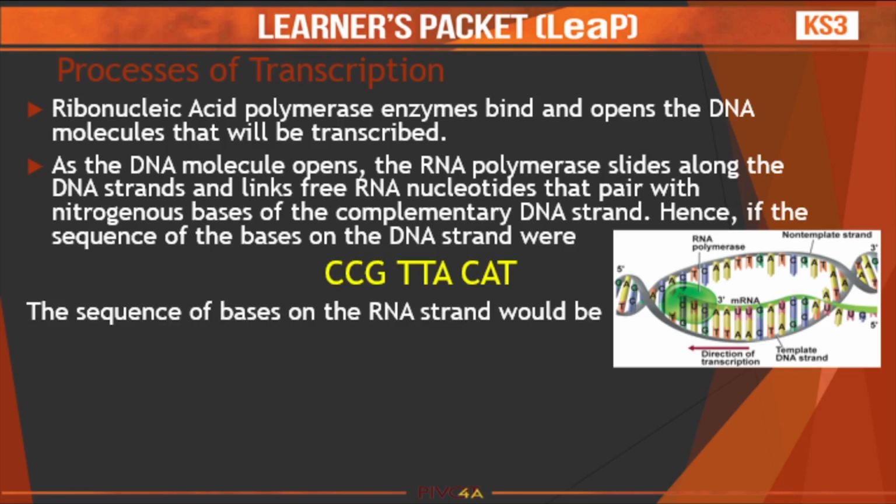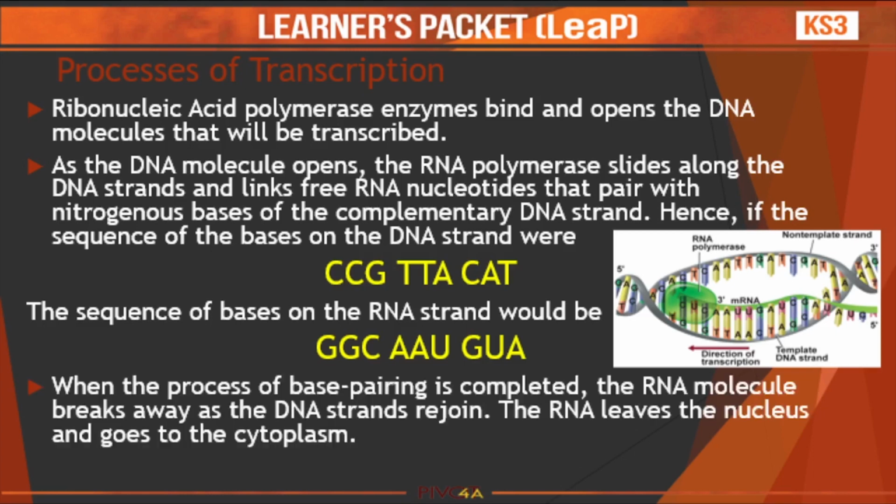So again, remember, AUCG in our RNA. AUCG. So we have guanine, guanine, cytosine, adenine, adenine, uracil, guanine, uracil, adenine, or GGC, AAU, GUA. When the process of base pairing is completed, the RNA molecule breaks away as the DNA strands rejoin. The RNA leaves the nucleus and goes to the cytoplasm.